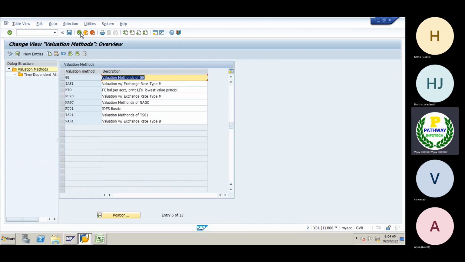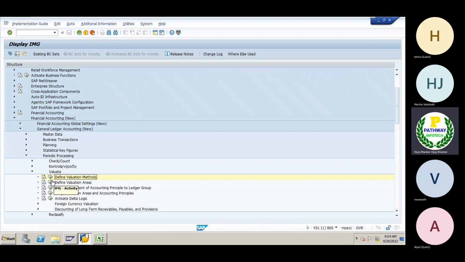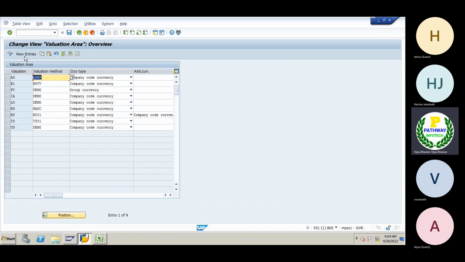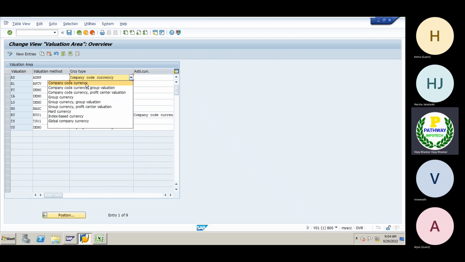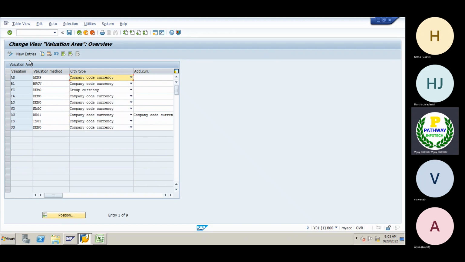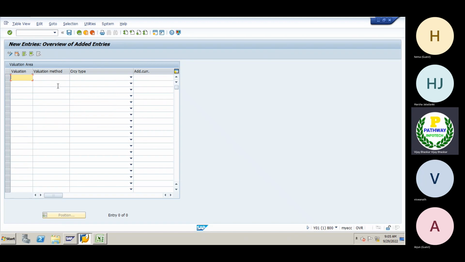The next one is Define Valuation Areas. Click on New Entries. In the valuation areas you can see here, whether you want to perform valuation in which currency. Now you can see we have multiple options: company code currency, group currency valuation, company code currency, profit center valuation, group currency. Depending on the business requirement, we need to select this option. Now click on New Entries, the valuation area I will give is GE.